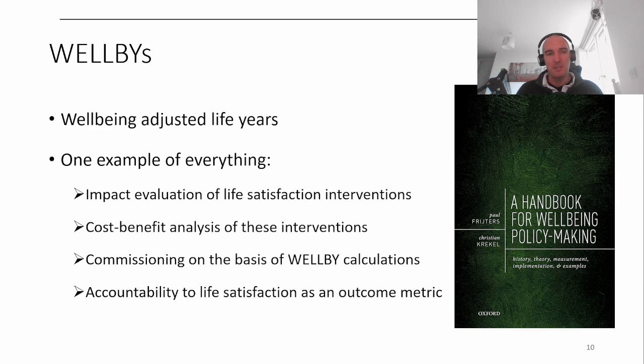I think well-being adjusted life years covers off on a lot of the themes of the last few lectures. So it covers off on impact evaluation, cost-benefit analysis, commissioning, and using particular outcome metrics. In this case, it's always life satisfaction. So the claim of WELLBYs advocates is that we should use life satisfaction as our main outcome measure, that we should commission policies that improve life satisfaction, that we should look to maximize life satisfaction for every dollar of public money spent, and that we should be evaluating policies on the basis of whether they increase life satisfaction or not.